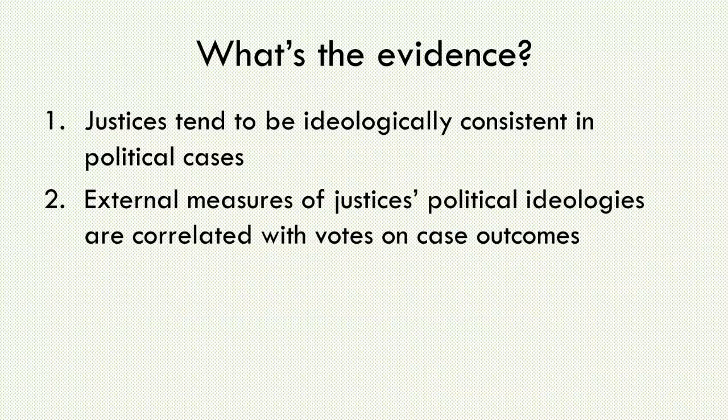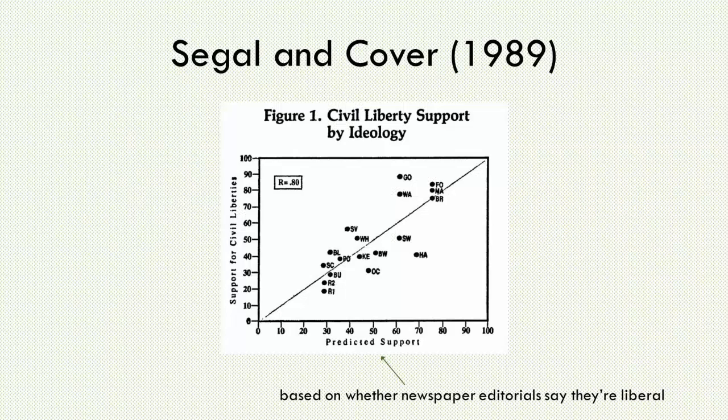Another piece of evidence that supports the attitudinal model is the fact that other measures of justices' political ideologies are actually correlated with how the justices vote in cases. This graph is an example of such a finding.